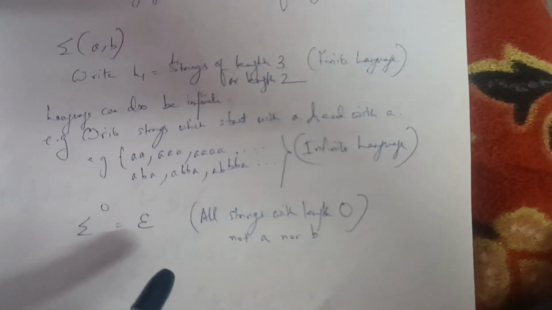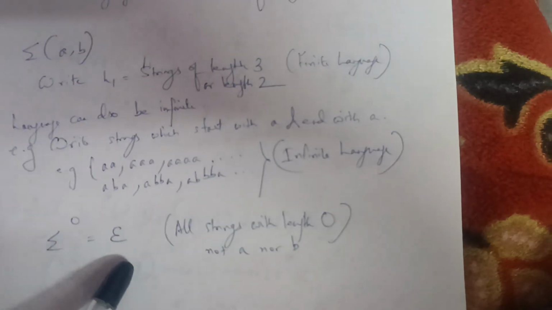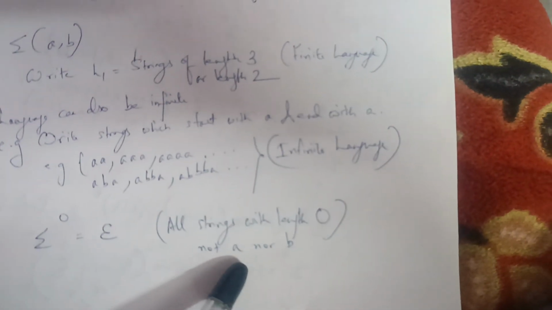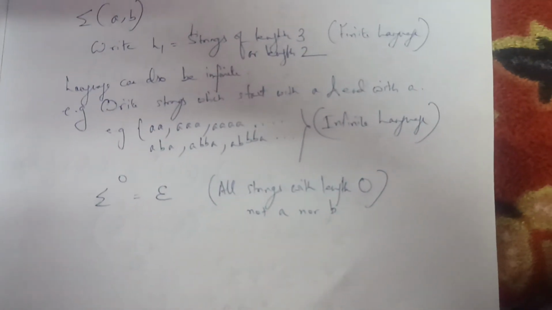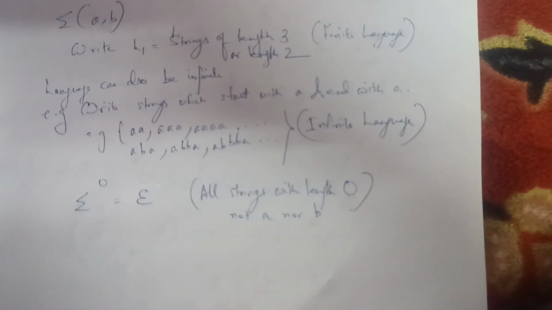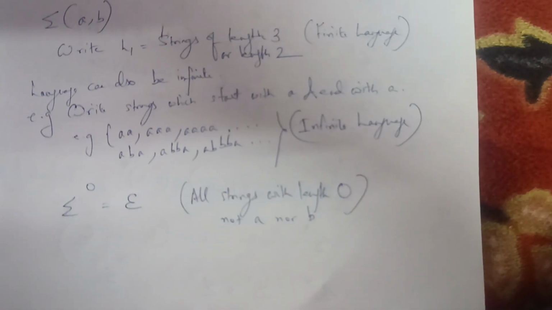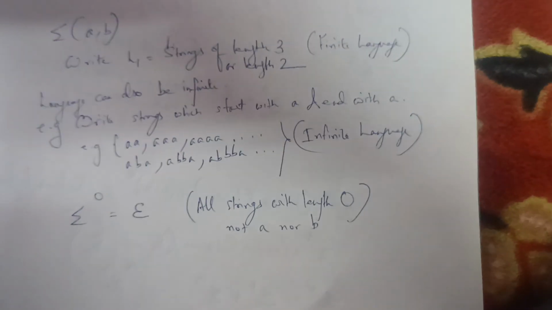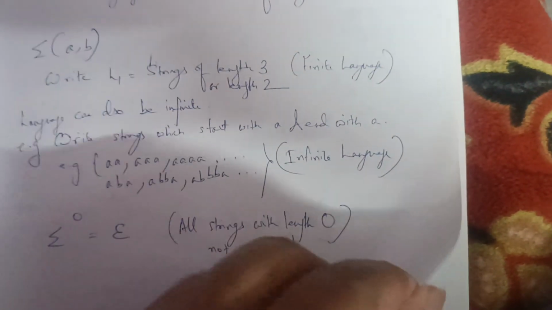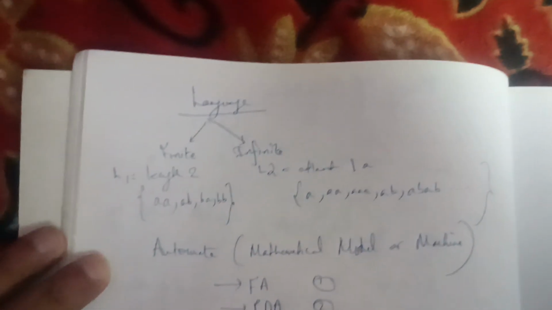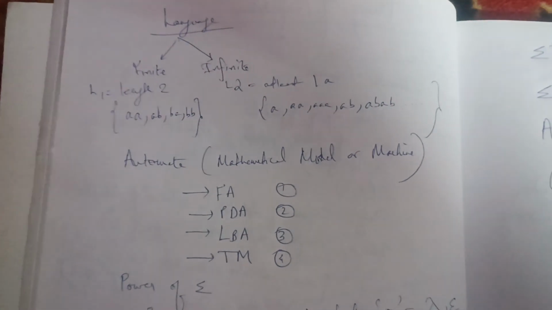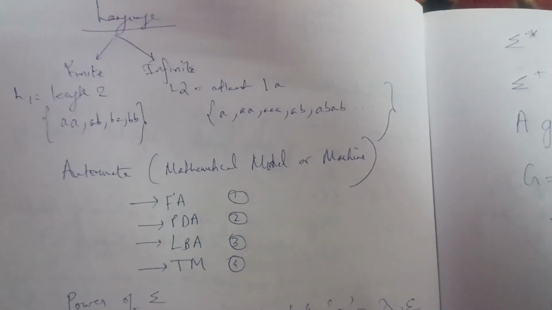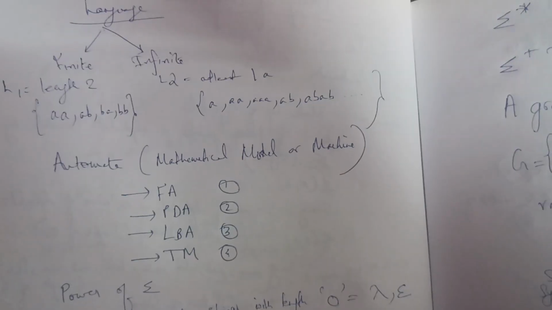And what is sigma to the power 0? That is epsilon, which is all strings with length 0: not A and not B, not even A and not even B. Now we go to language. Language can be finite or infinite, as I had already mentioned, such as strings of length 2, or strings ending with A, which is infinite.